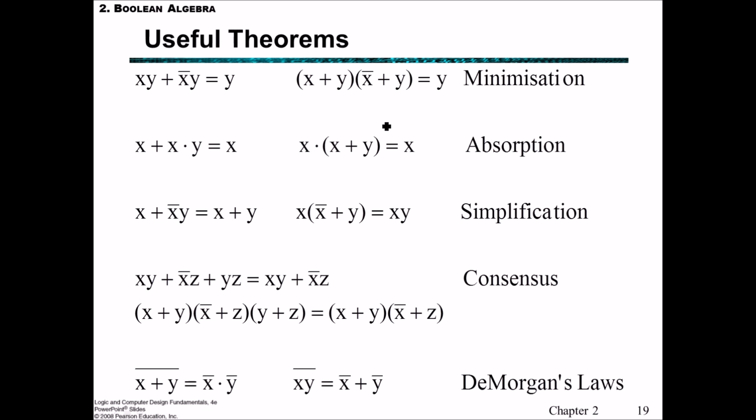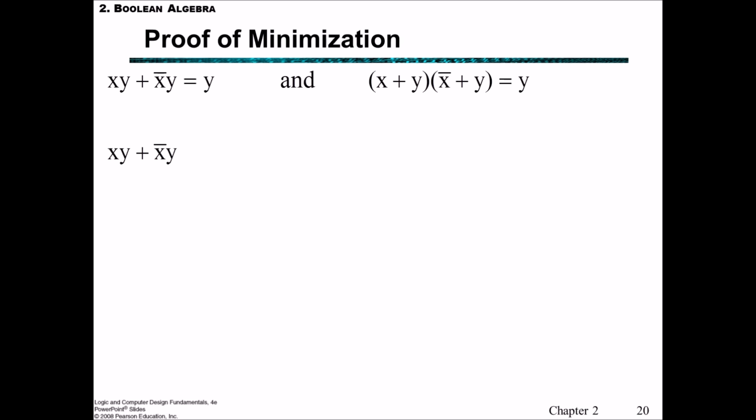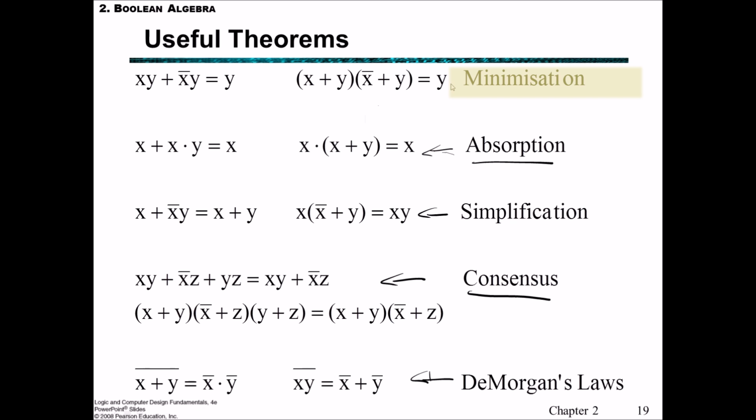So here are some useful theorems that you should be aware of, and they are the minimization theorem, the absorption theorem, simplification theorem, consensus theorem, and De Morgan's theorem, which we already mentioned before. So we've already proved the absorption theorem and the consensus theorem. So here's the proof for the minimization theorem, this one at the top here.